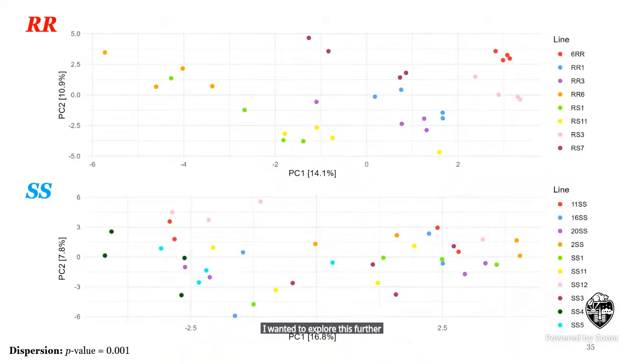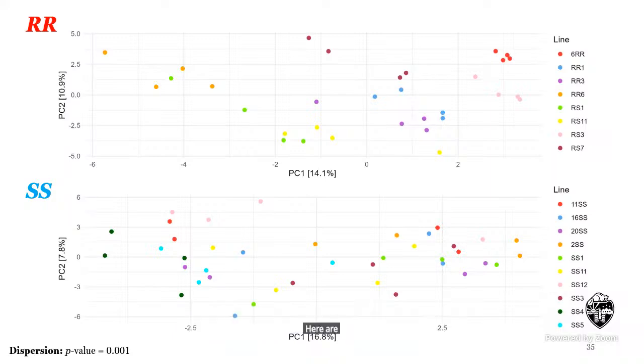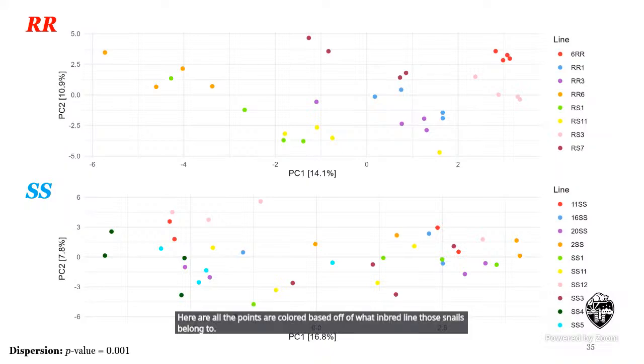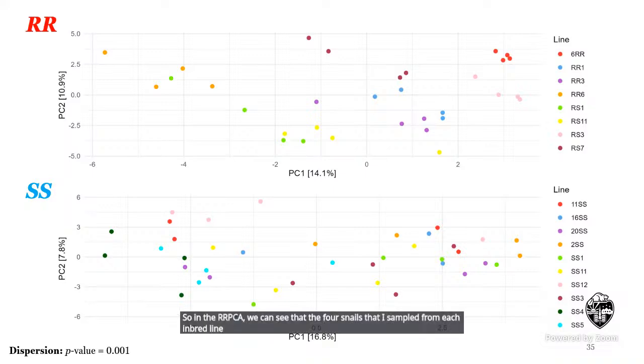So what I did was separate PCAs on the RR snails and then again on the SS snails. Here, all the points are colored based off of what inbred line those snails belong to. So in the RR PCA, we can see that the 4 snails that I sampled from each inbred line seem to group really near their inbred line mates, such as what you see in the 6RR group. Those 4 red points are really close to each other.